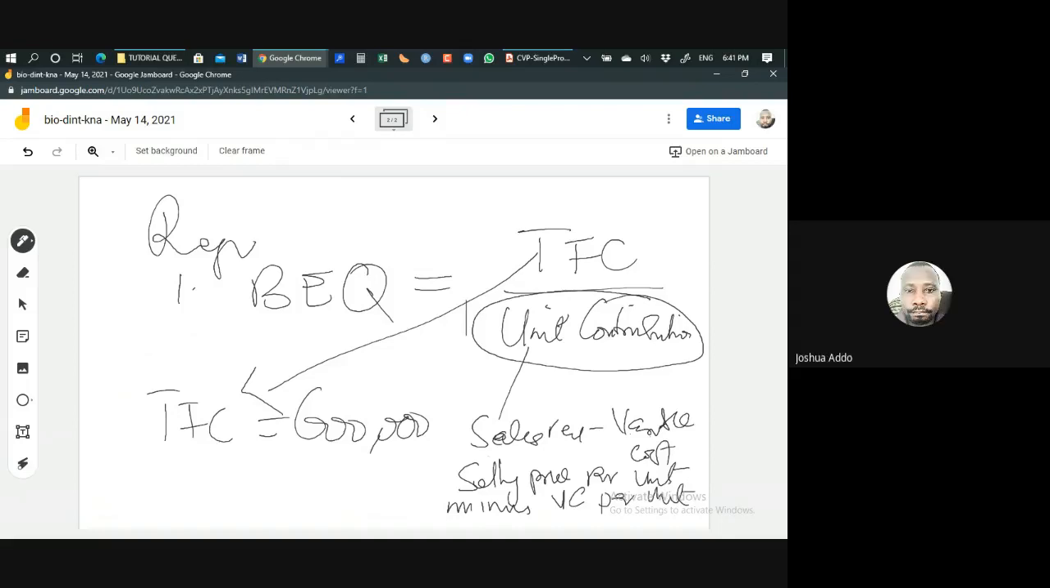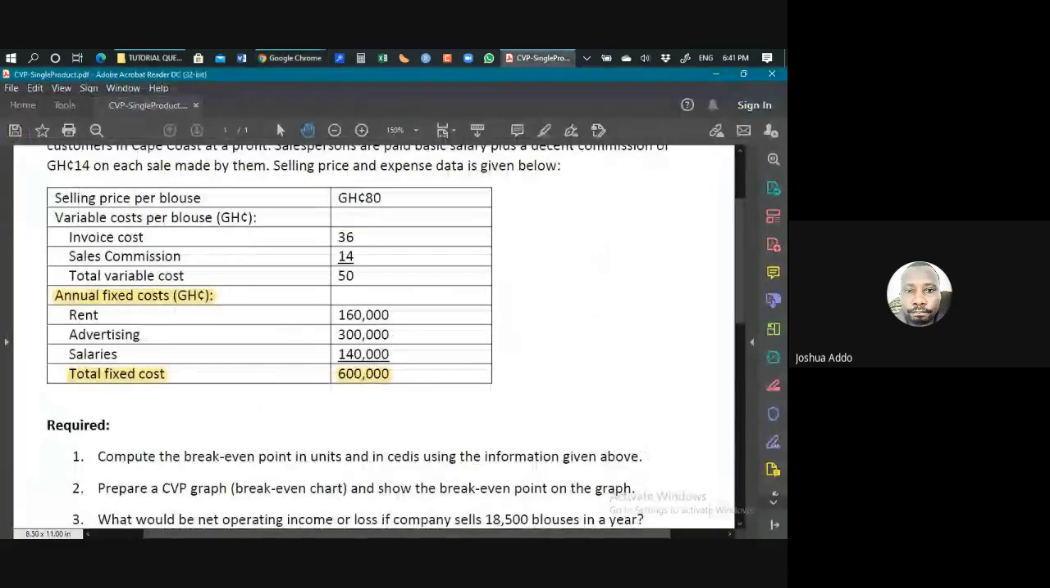Okay. Now let's go to the question and find that information. All the information they have given us here is for one product. So you can see selling price per blouse is for one blouse. It's 80. And variable cost per one blouse is made up of invoice cost of 36 and sales commission of 14, giving us variable cost for one blouse to be 50. Are you okay? Yes, please.